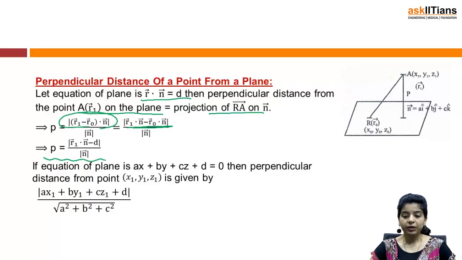Now see here, this is the point x1, y1, z1. This is the perpendicular distance, n is ai plus bj plus ck. Then this P is given by modulus of r1 dot n minus d by magnitude of n vector, and if the equation of plane is ax plus by plus cz plus d is 0, then the perpendicular distance from point x1, y1, z1 is given by modulus of ax1 plus by1 plus cz1 plus d by under root of a square plus b square plus c square.